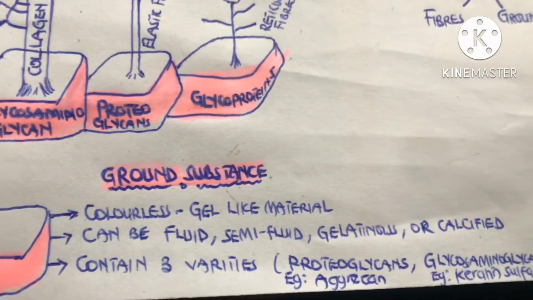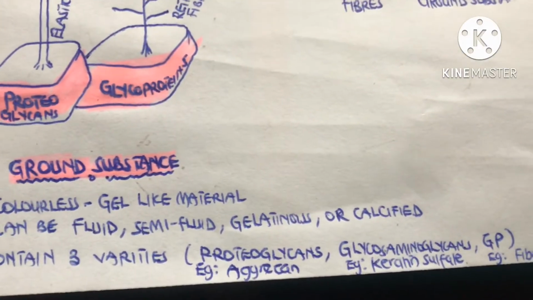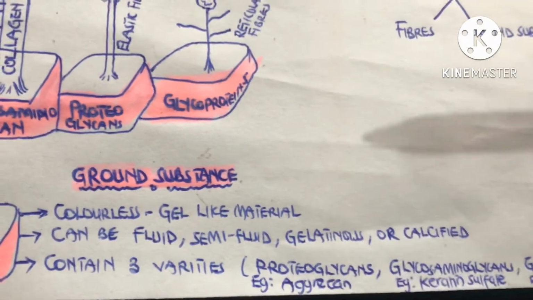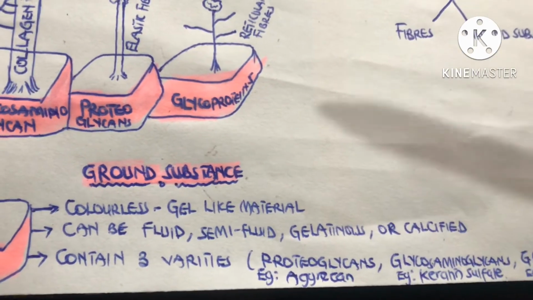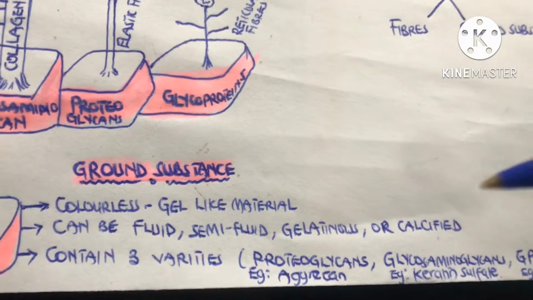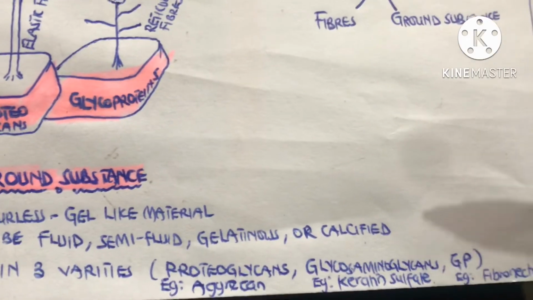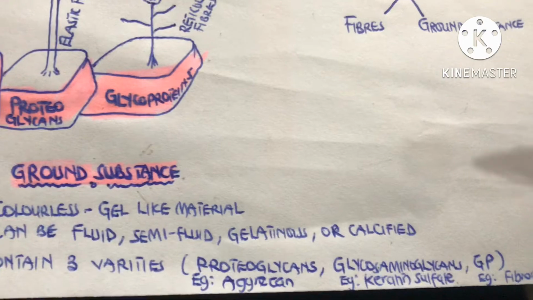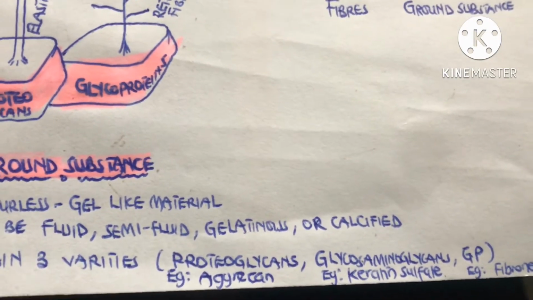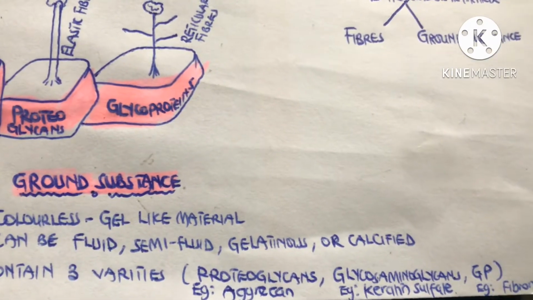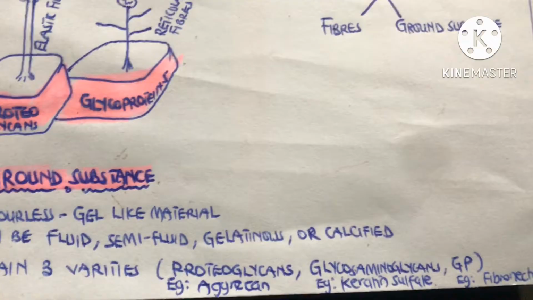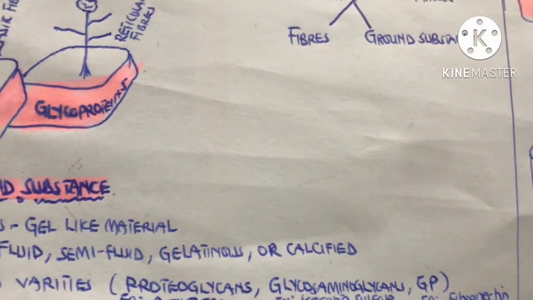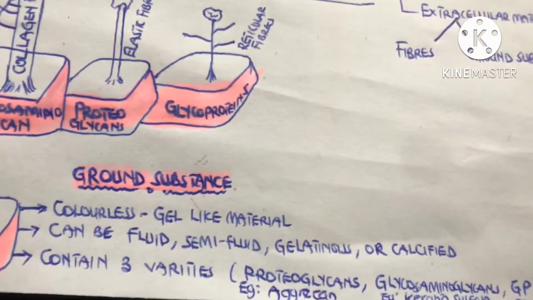And as I said, it contains three varieties. We have the proteoglycans, the glycosaminoglycans, and the glycoproteins. Examples of proteoglycans are aggrecan and syndecan. For the glycosaminoglycans, we have examples like keratan sulfate, dermatan sulfate, and hyaluronan. I've forgotten the pronunciation of the word. When you take the glycoproteins, examples are fibronectin and laminin. So that's for the ground substance.